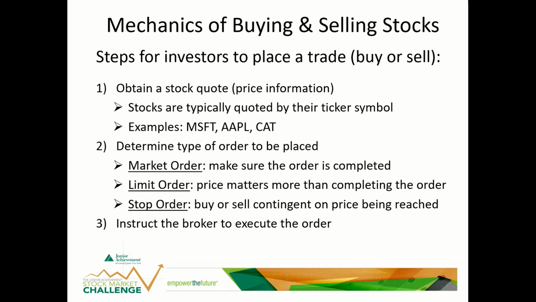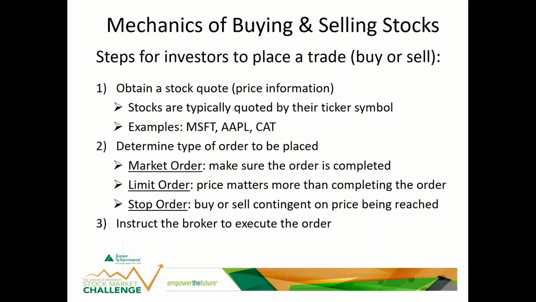Stocks are typically quoted by their ticker symbol, which is typically a 1 to 4 letter representation of the company's name. So for example, Microsoft is MSFT, Apple is AAPL, and Caterpillar is CAT. Incidentally, in the early days of stock exchanges, price information was transmitted via ticker tape, which was a long ribbon of paper that printed price data via telegraph wire. That's why stock quotes are often referred to as the ticker.